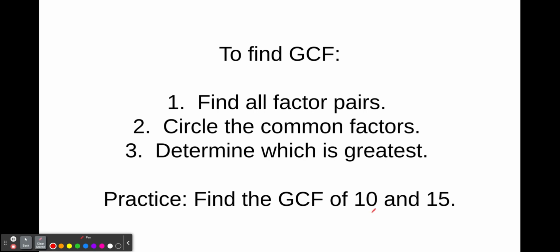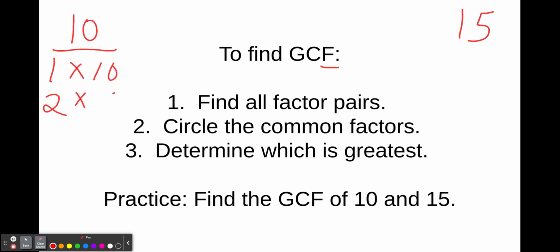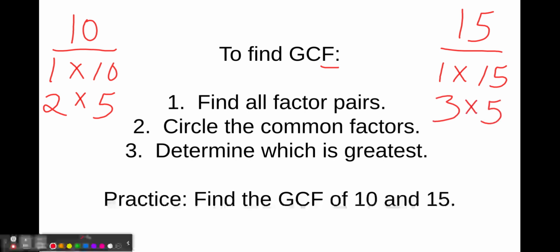Have you figured it out yet? Let's take a look at it together. I want to start with step 1, find all factor pairs. You can think of this as working backwards. To find greatest common factor, start with the factors. What are some ways I can make 10? Well, I can think of 1 times 10 and 2 times 5. What are some ways we can make 15 now? We could do 1 times 15 and 3 times 5.